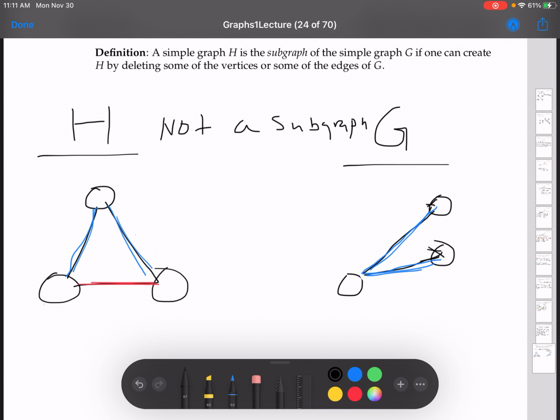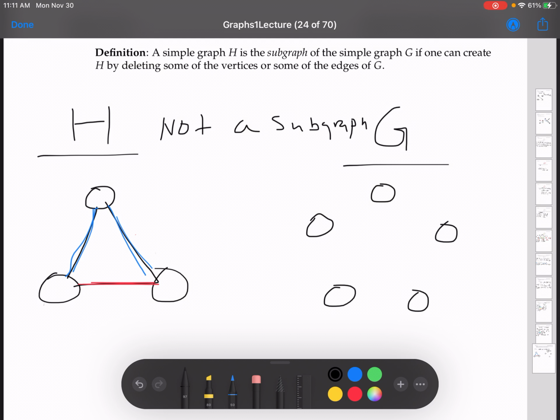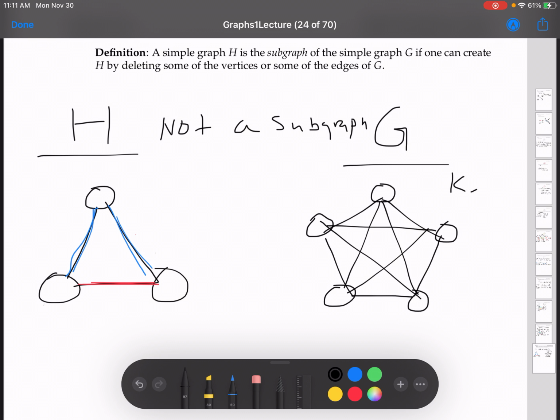All right, let's look at one more. Here we have K5, here we have K3. Is K3 a subgraph of K5? And in fact, it is. You can see in there lots of places where it's a subgraph. There's many places.